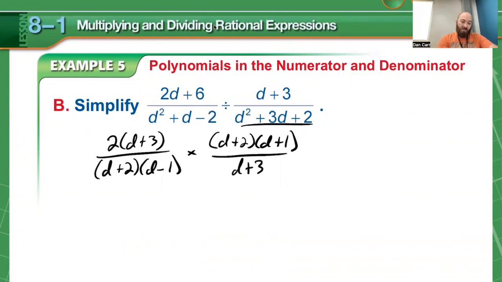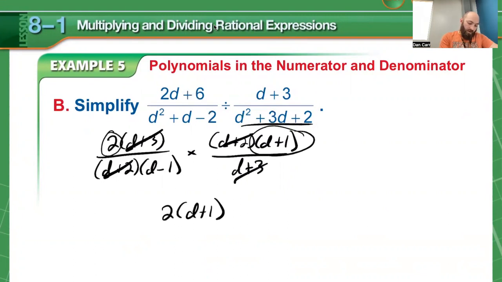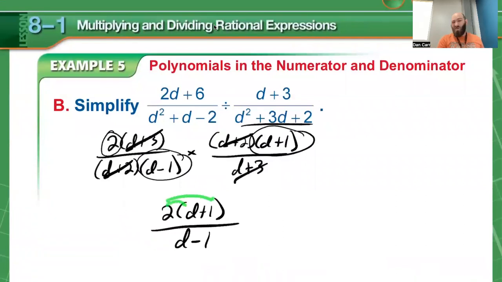Okay, so again, I flipped this one, and I did factoring for that section right there. I look for my common factors to make this a little bit simpler. I have d plus 2 and d plus 2 can cancel. D plus 3 and d plus 3 can cancel. And that's it. What's left is going to be 2 and d plus 1. My denominator will just have d minus 1. There's nothing else I can do here besides, if I wanted to, I could distribute the 2 out, but it's not necessary. This is fine as is.